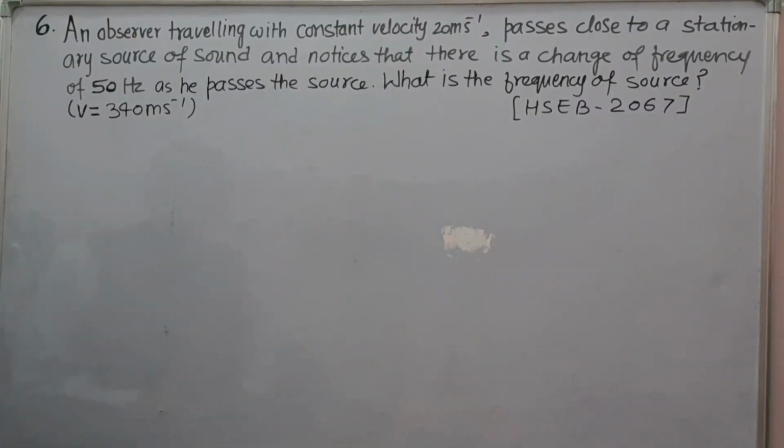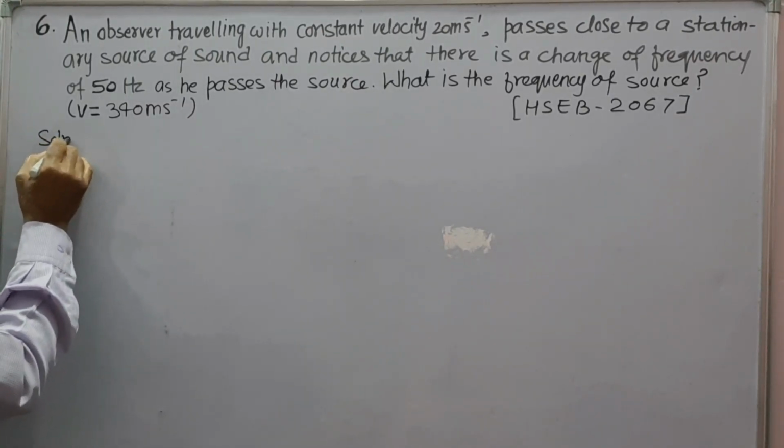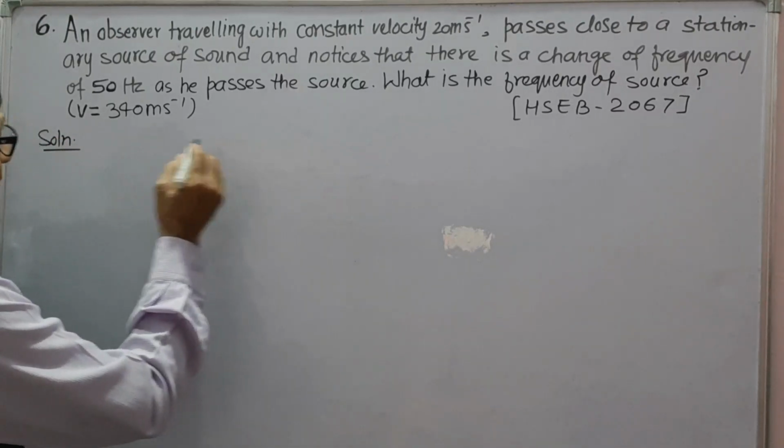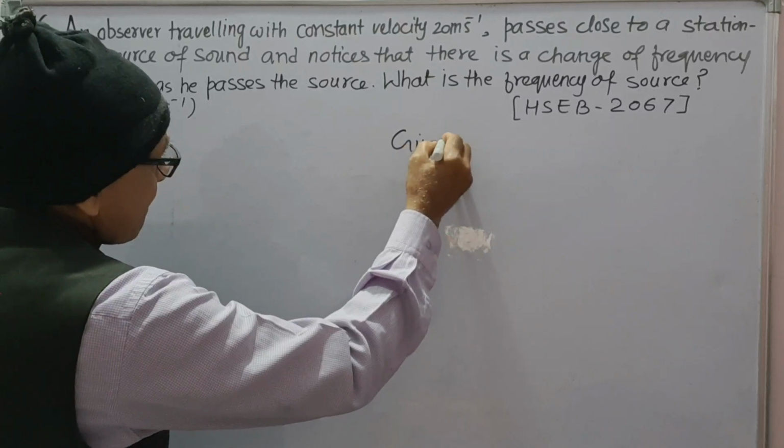Next question number 6. An observer traveling with constant velocity 20 meter per second passes close to a stationary source of sound and notices that there is change of frequency of 50 hertz as he passes the source. What is the frequency of the source? Solution. Given.